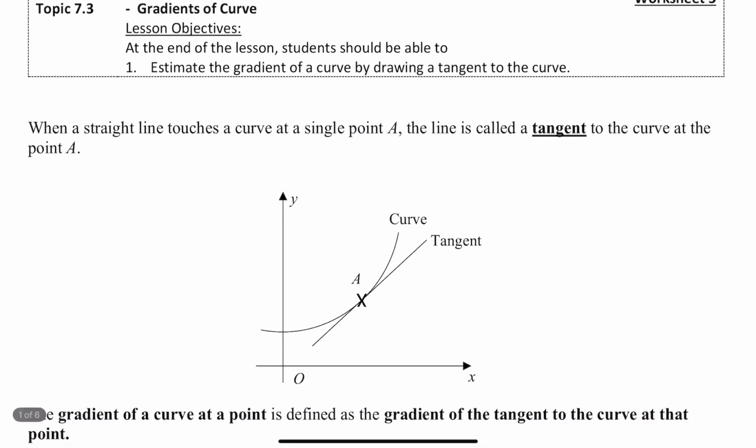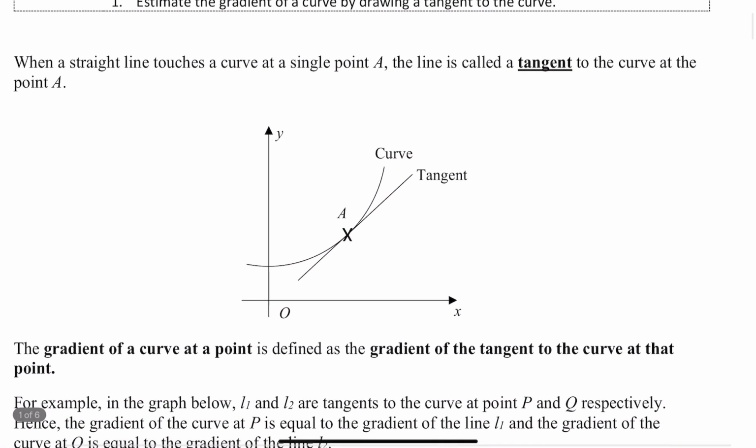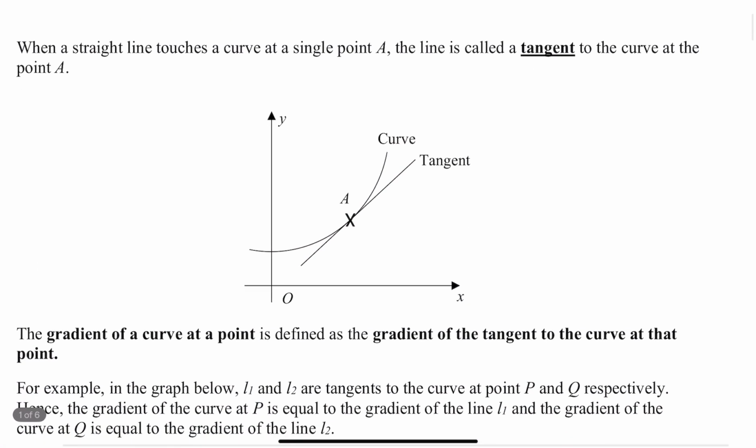Okay, if I have a curve something like this, this is a curve. This line over here is called a tangent to the curve at the point A. Point A is marked by a cross here. Okay, this line here is called a tangent to the curve at point A. You can highlight this. Okay, the gradient of the curve at this point.